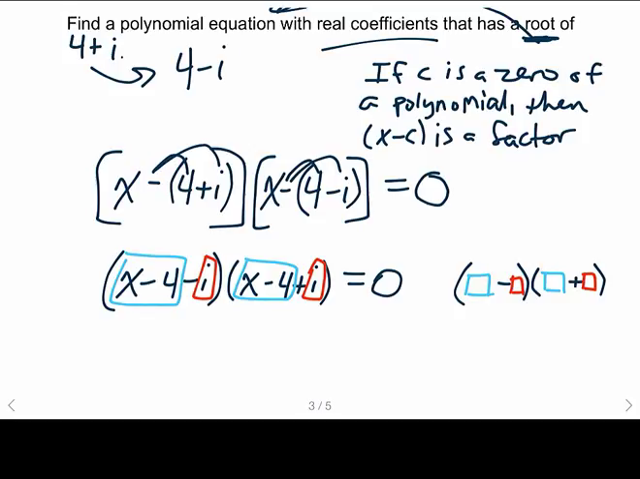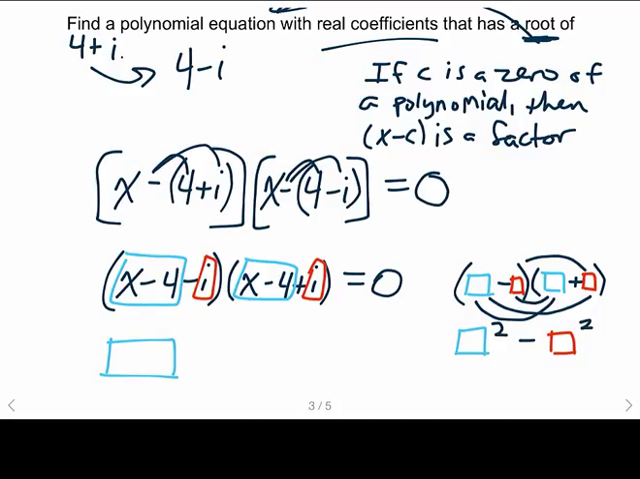If we foiled this out, I would end up with blue box squared, and then minus blue box red box plus blue box red box, the middle terms would annihilate each other, minus red box squared. In other words, this is what happens when you multiply conjugates. You end up with a difference of squares. You remember that? So let's multiply this out so we end up with a difference of squares. In this case, we're going to have blue box squared minus red box squared. Of course, equals 0 because it's an equation.